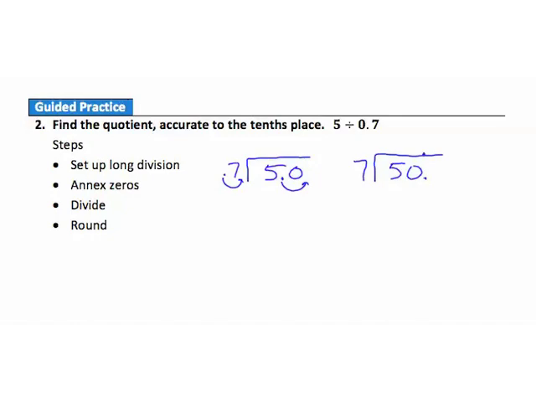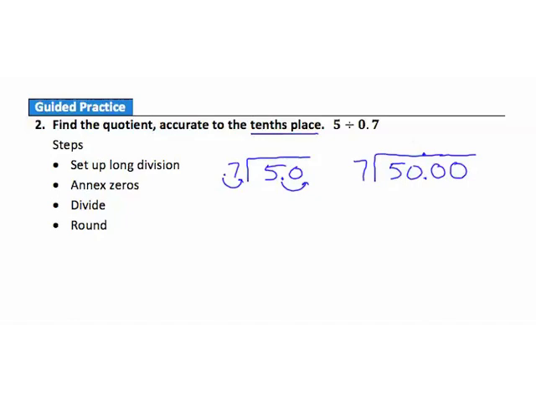Now, in the problem here, they want us to round to the tenths place, which means we'll need to divide to one more place value than that, which would be the hundredths place. So I'm going to annex 2 zeros. The first one would be the tenths place. The second 0 will get us an answer to the hundredths place, which will tell us how to round the tenths place digit. Now that we have it set up, we're ready to divide.